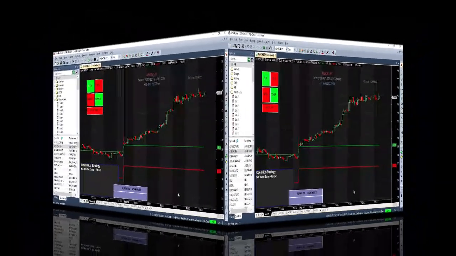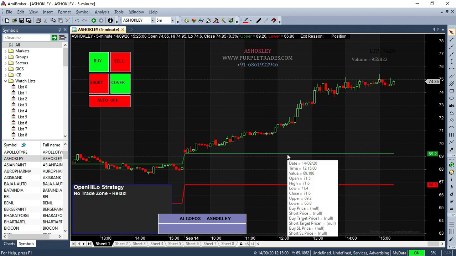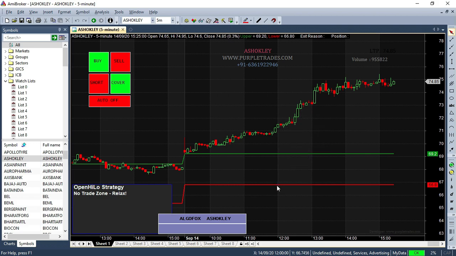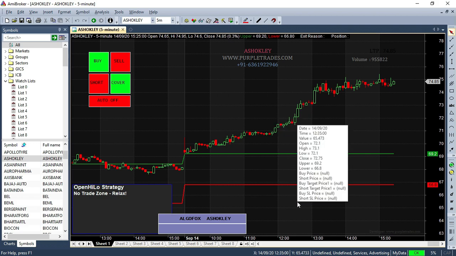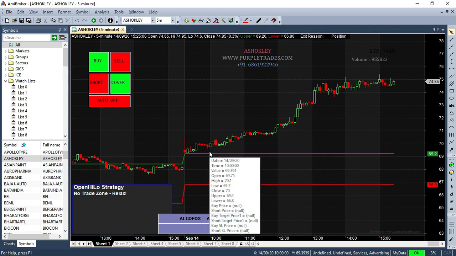I have created the algorithm and the visual representation also on AmiBroker. Let me show you how it looks. So alright, this is my AmiBroker. You will see that there is a red line and a green line. The green line represents yesterday's high and the red line represents yesterday's low. Easy for visuals. And the first candle depends upon where the first candle is trading.